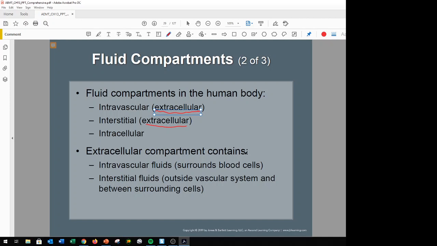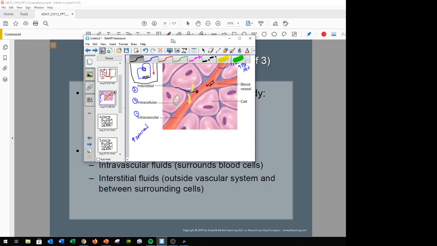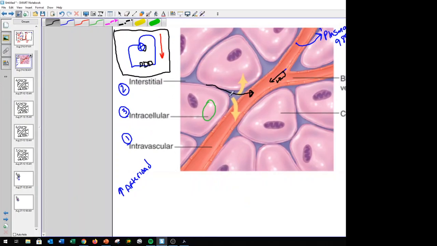The extracellular compartment contains fluids that surround blood cells. We said the interstitial fluids are outside the vascular system and also between other cells. I think I showed you that, but just in case. So this is all interstitial space in between these cells.